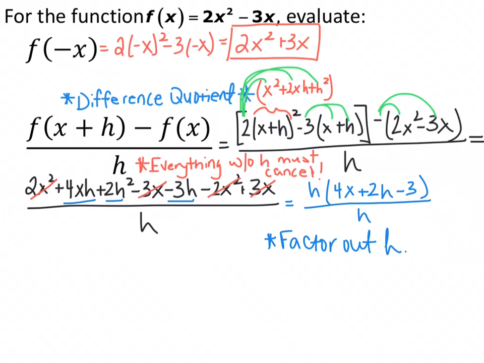The reason that everything without an h must cancel is because you have to be able to cancel off these h's. You have an h in the numerator and you have an h in the denominator. That gets back to the reasons for it in calculus, but for here, everything without an h must cancel so that you can then factor out and cancel off that h. So your final answer is 4x plus 2h minus 3.